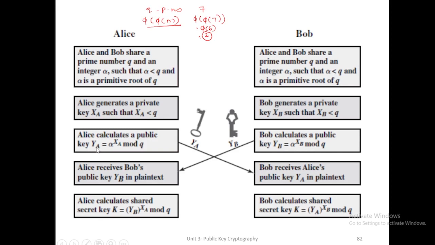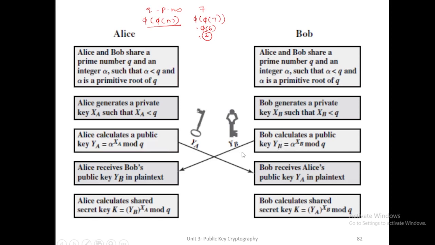YA is the public key of the sender. For its calculation, the formula is alpha to the power XA mod q. Here alpha is the primitive root of the prime number q, and XA is the private key of user A. In this method, YA is calculated. Like that, the public key YB is equal to alpha power XB mod q. Here also alpha is the same primitive root of the given prime number q, and XB is the private key of user B.